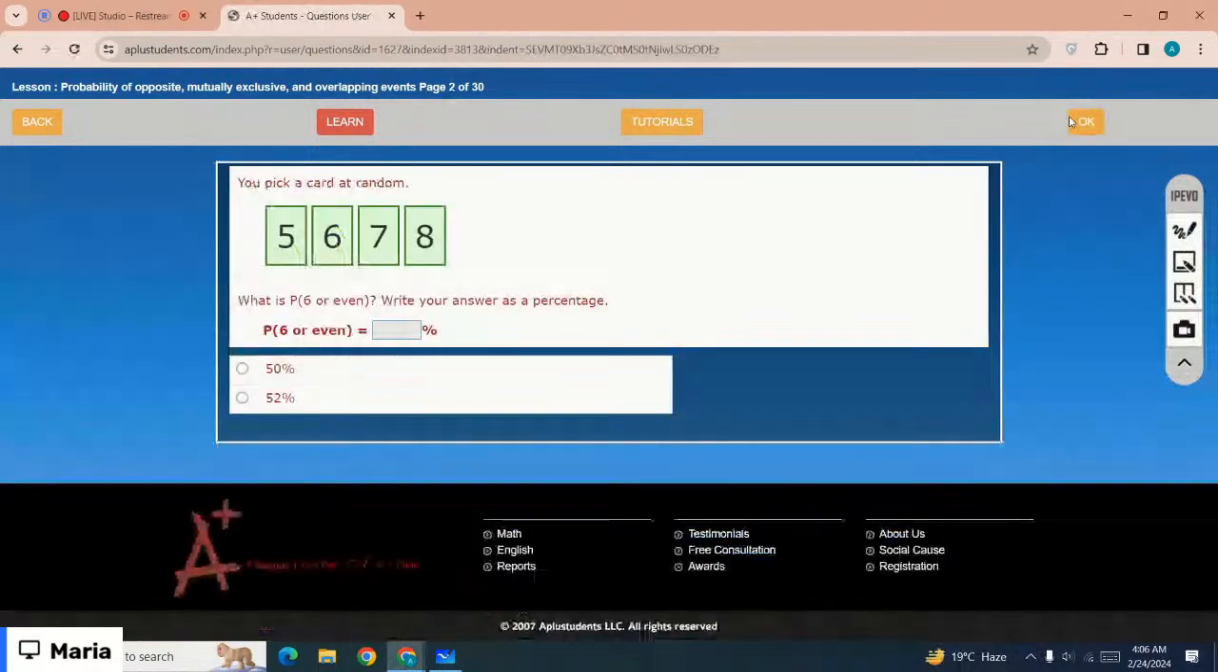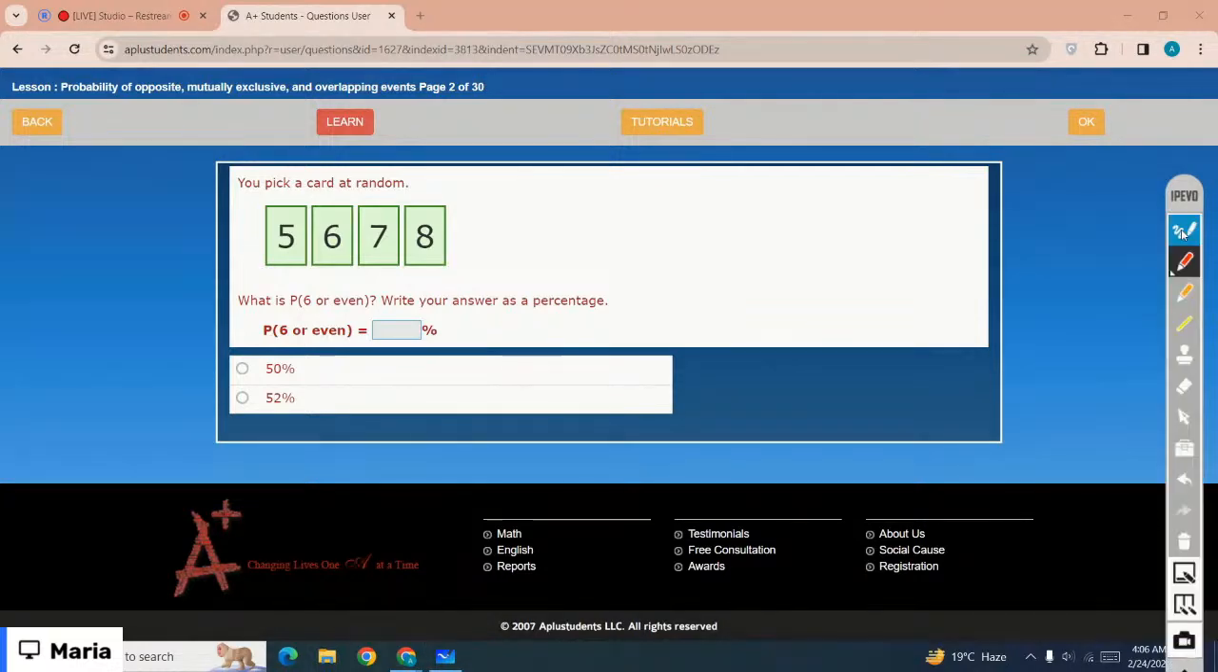Okay, you pick a card at random. What is the probability of 6 or even? So you have two different events, the probability of 6 and the probability of even. Let's calculate their probability. Probability of 6 is 1 out of 4, and then probability of even is, you have two even numbers out of 4.